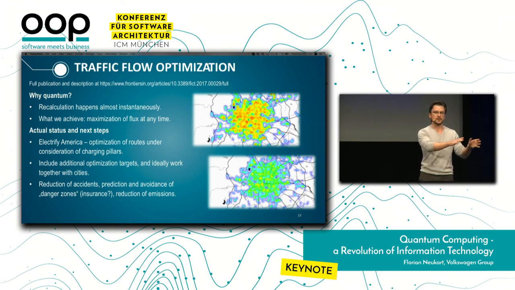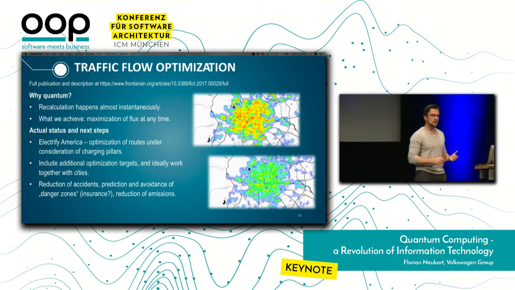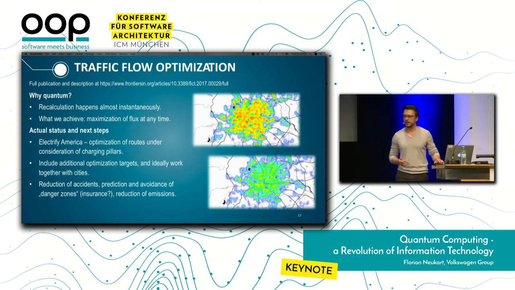I don't want to cause a traffic jam here. This happens with some of the navigation systems, you know. There's a traffic jam, and then they send 300 vehicles to the right of the highway, and all of a sudden you have a traffic jam there. So that's not what we want. We want to find the distribution such that the traffic jam does not happen at all, which is not always possible, but we can make this better.